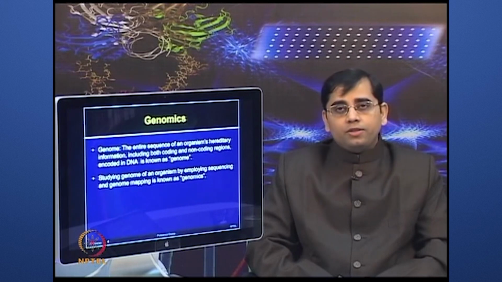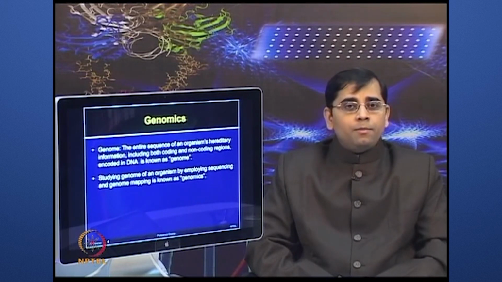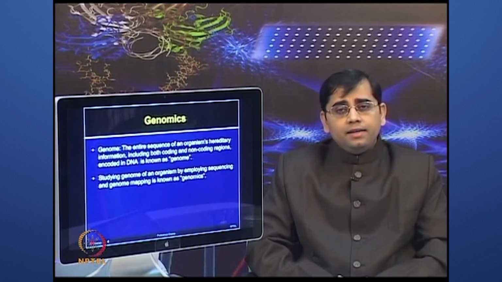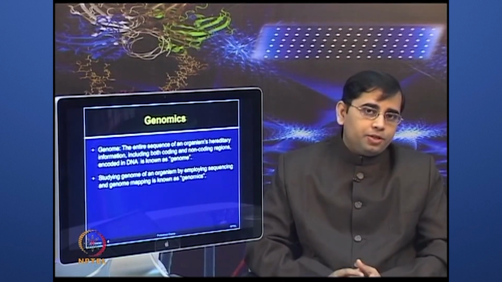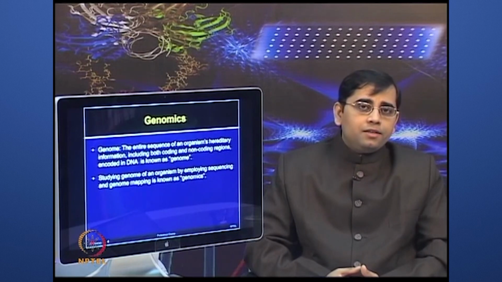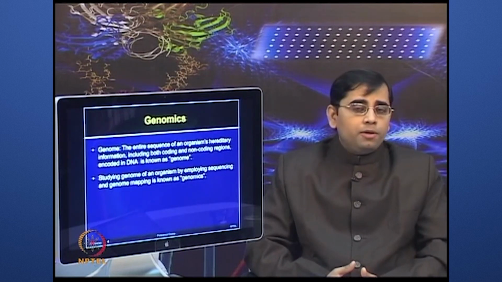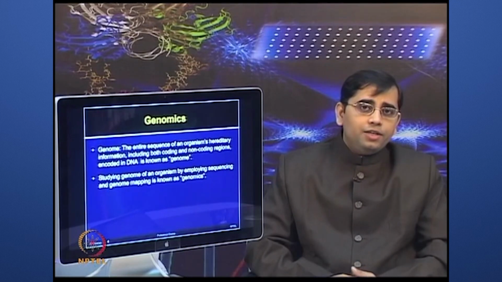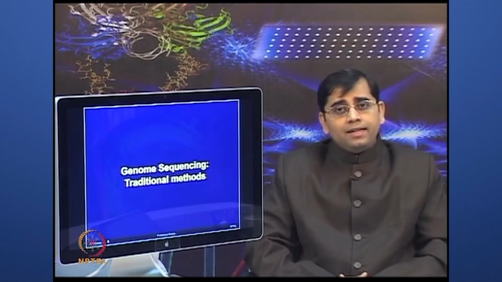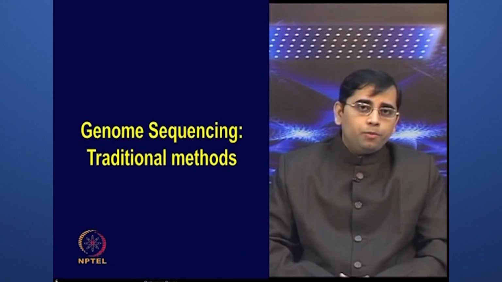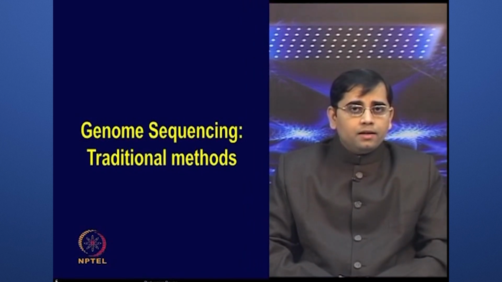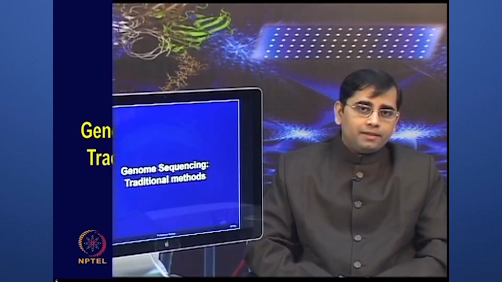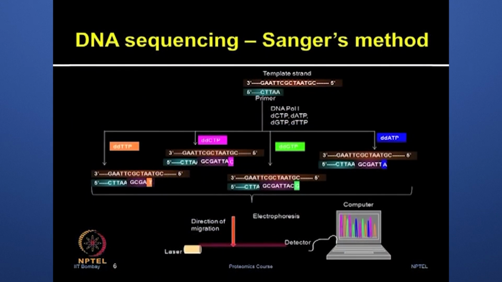The genome sequencing projects produced a massive amount of information on DNA sequences for many species. Genomics research is also providing information on mutations, deletions and epigenetic alterations which modulate gene expression. Various sequencing methods have been employed for genome sequencing. Let us first discuss the traditional methods. The traditional DNA sequencing was done by using Sanger's method.